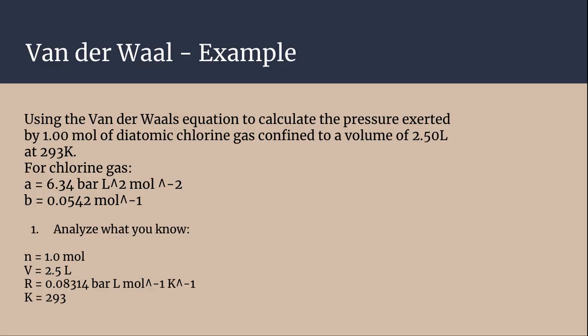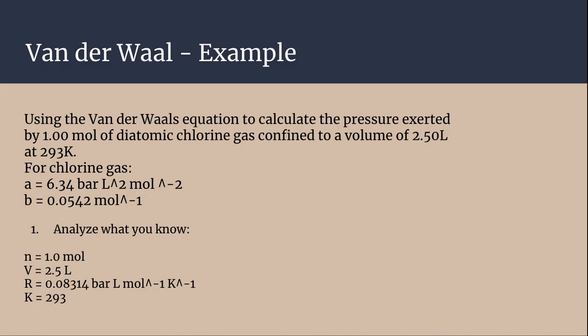So let's look at an example of van der Waals equation. Using the van der Waals equation, calculate the pressure exerted by 1 mole of diatomic chlorine gas confined to a volume of 2.50 liters at a temperature of 293 kelvins. We have the a constant for chlorine gas of 6.34, and b, which is 0.0542.